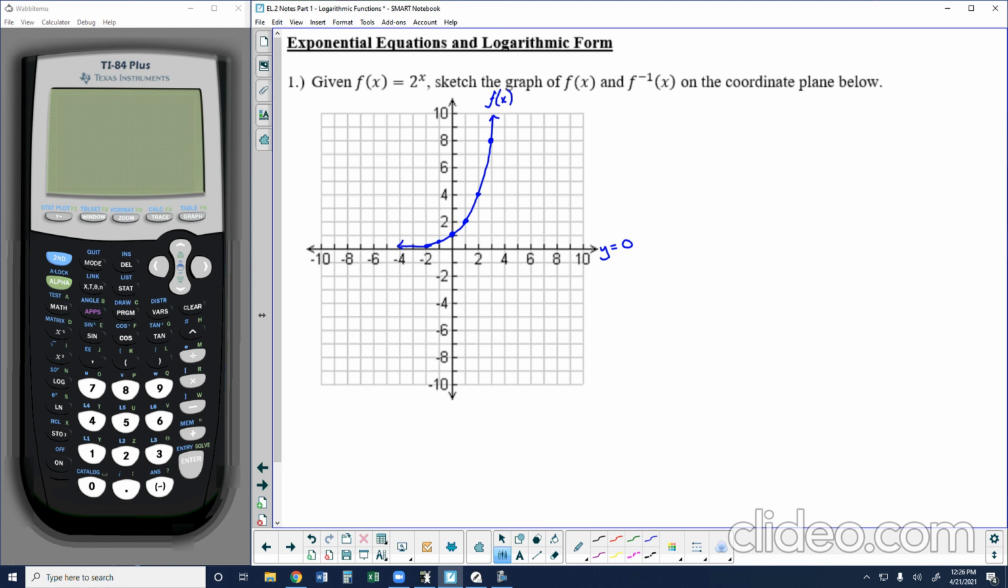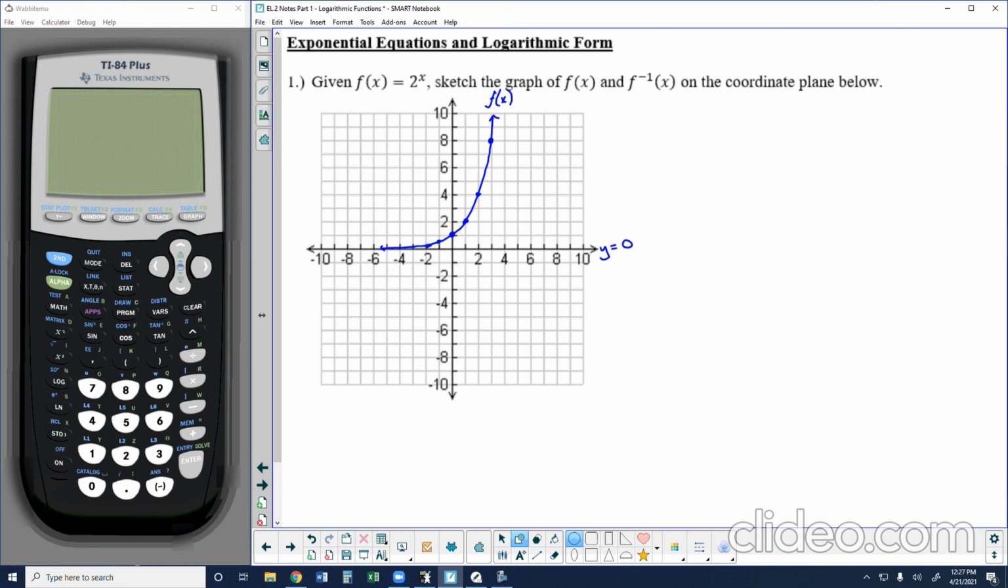We can also graph this using our graphing calculator. We know that over here to the left, it's going to approach this asymptote, but it's going to get closer and closer and closer to this asymptote without ever intersecting it.